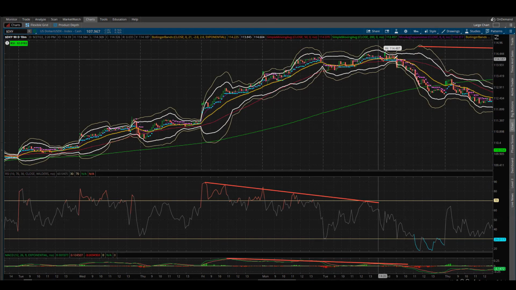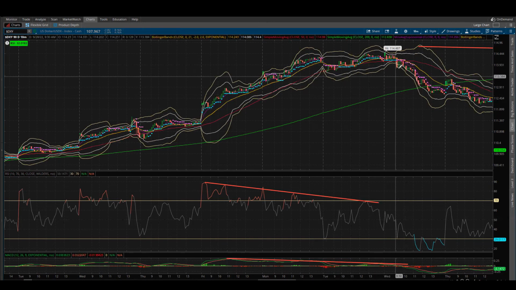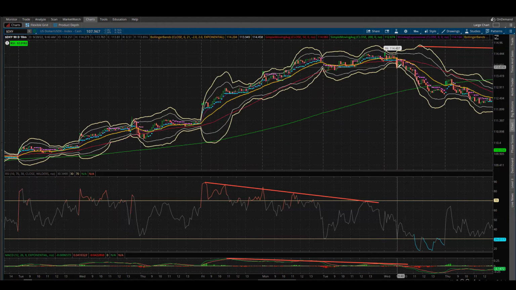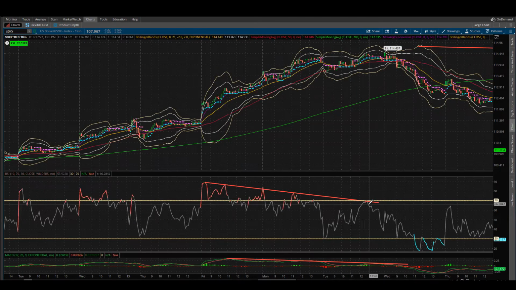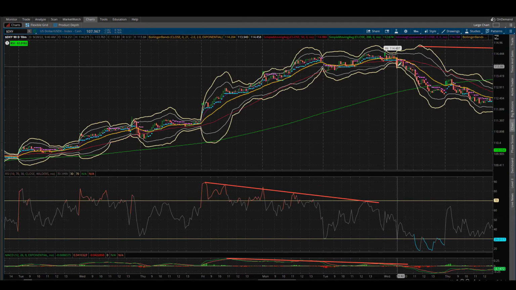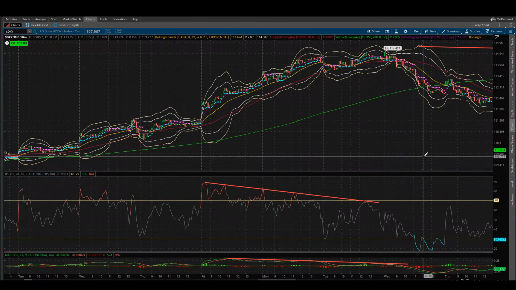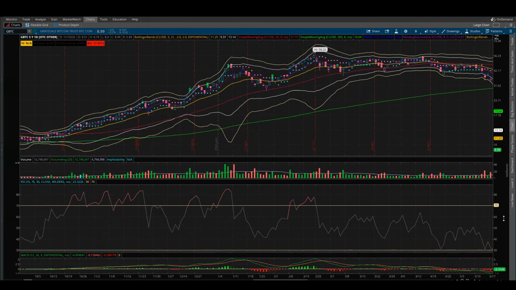You'd want to look at what the key levels of support are, and say on a day like right here, where it breaks a key level of support after a bearish divergence in the RSI, that would be an opportunity to get short in the stock. All right, let's look at one more example.